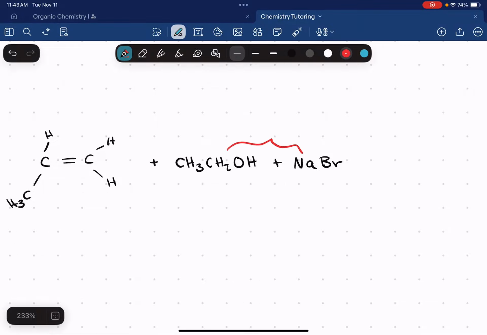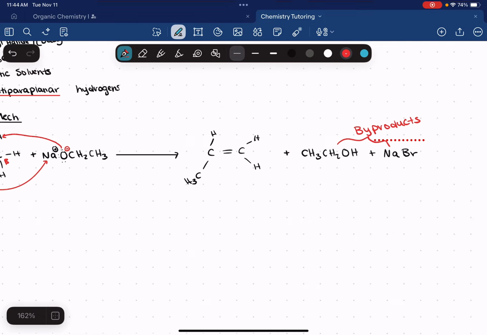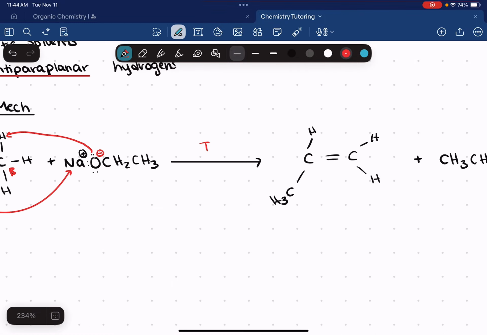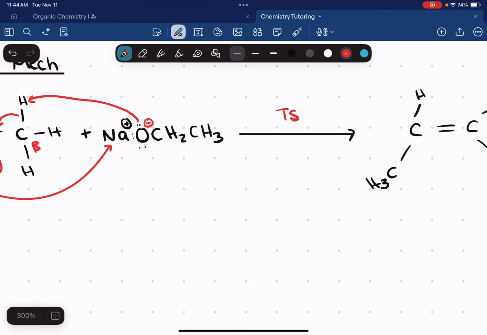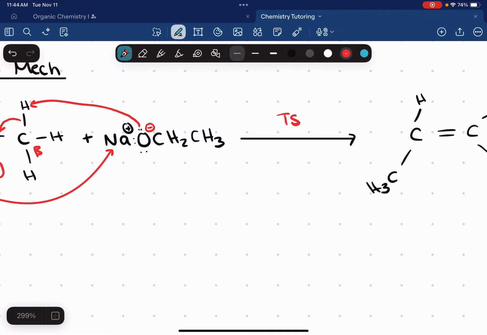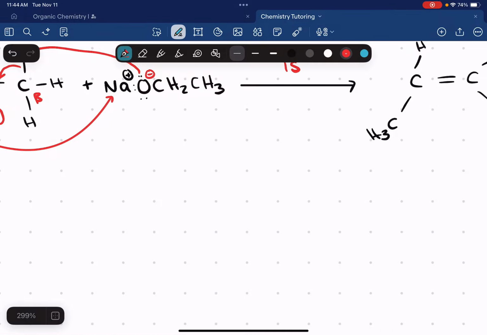These are just byproducts. Not really important. Just showing you guys because, in chemistry, you don't just destroy things, it went somewhere. So this is just kind of where everything else went. So we only have one transition state, right? That's what it means to be E2. It all happens simultaneously. So let's draw our transition state.